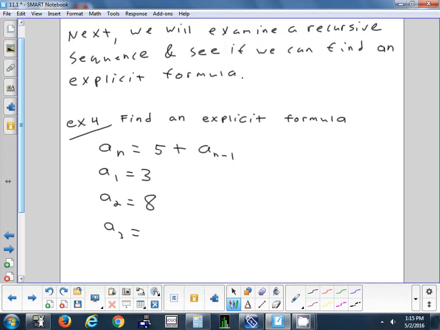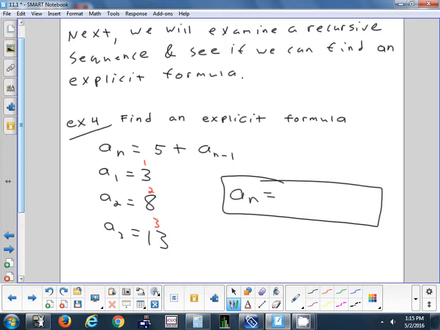And how about my third term? 13. Okay, so these are the term numbers. First term, second, third. Anybody see an explicit pattern here? And I'll give you a hint. It's going to have something to do with 5, and then maybe adding or subtracting something. 5 times n minus 2. All right, let's write it down and then let's check it.